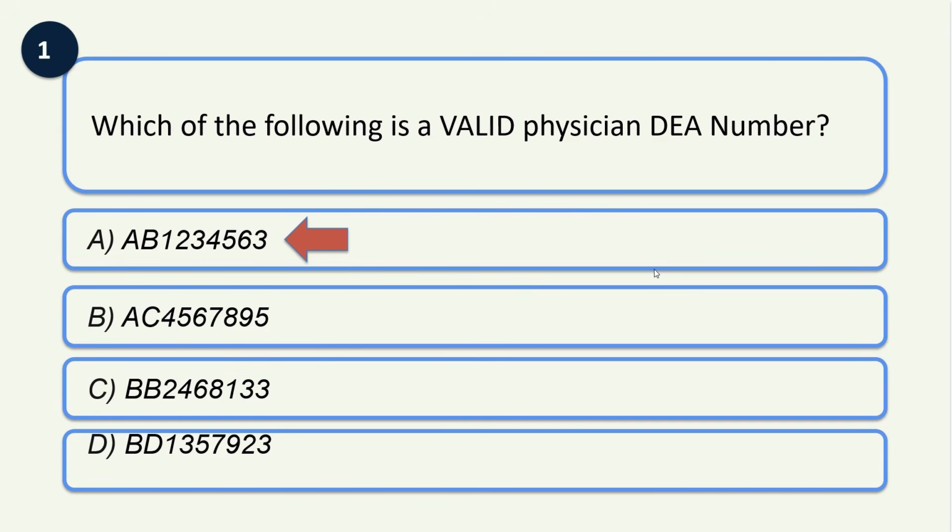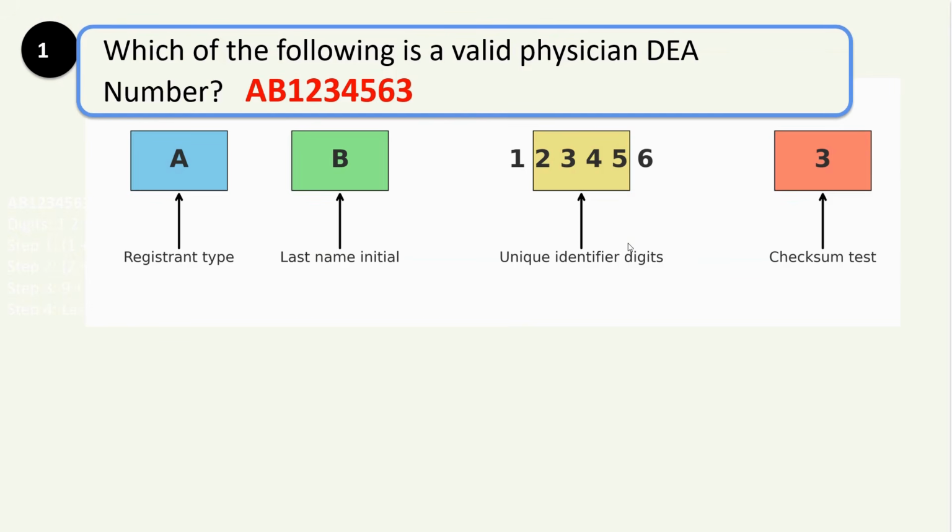The correct answer is A. Next I'd like to show you how to get that valid number by using the following methods. So the number is AB1234563. If you break down the DEA number, it has first two letters, then six numbers, and then the last one is one number. The first letter is the type of registrant. That means whether the prescriber is a physician, dentist, or other healthcare professional.